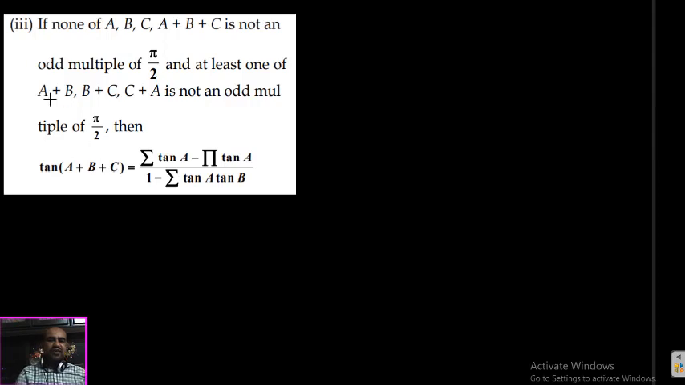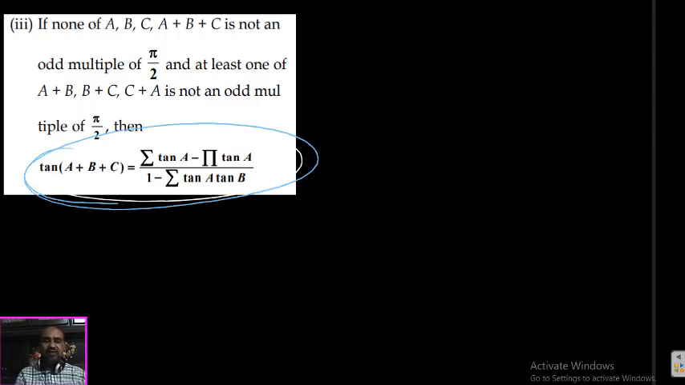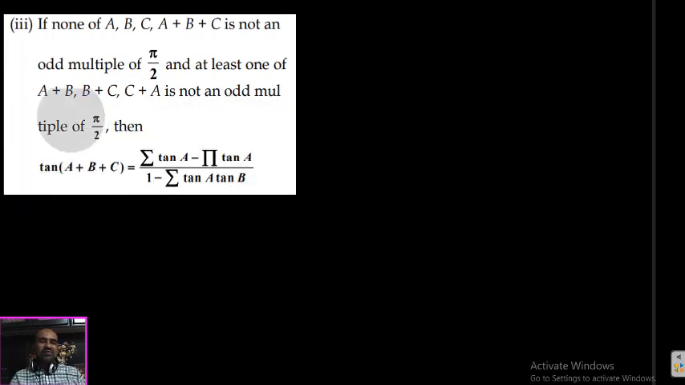Okay, students. Next I want the tan of A plus B plus C formula, clearly given here. Tan of A plus B plus C equals sigma tan A minus pi tan A by 1 minus sigma tan A tan B. You should remember it like that. For this result to be defined, A, B, C, A plus B, B plus C, C plus A must not be odd multiples of 90 degrees, then only the formula is valid, because tan should be defined.